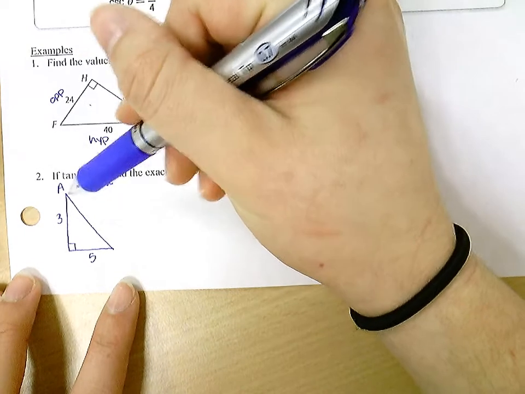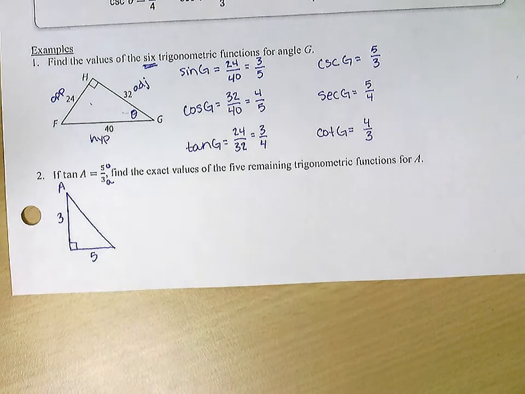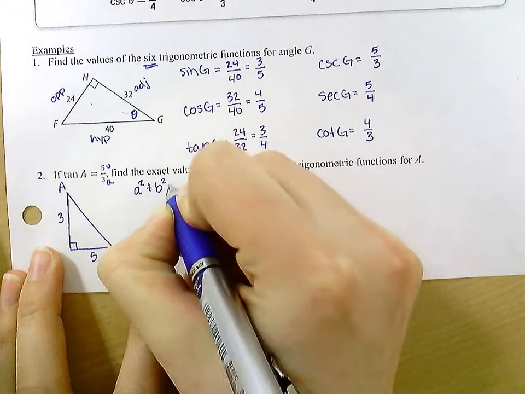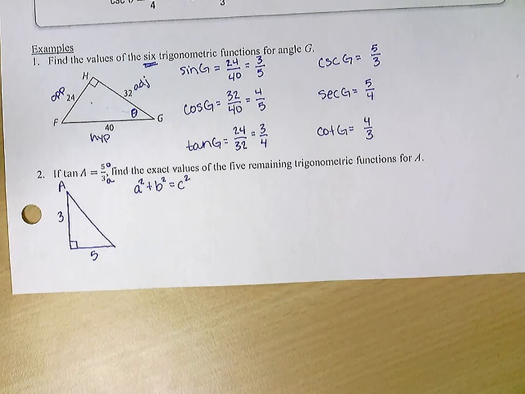Okay, the remaining side is the hypotenuse, right? So in order to find my remaining 5 trig functions, I need that hypotenuse. So since this is a right triangle, and I know 2 of the sides, I can use the Pythagorean theorem to solve for that final side, which is a squared plus b squared equals c squared. That's the Pythagorean theorem.